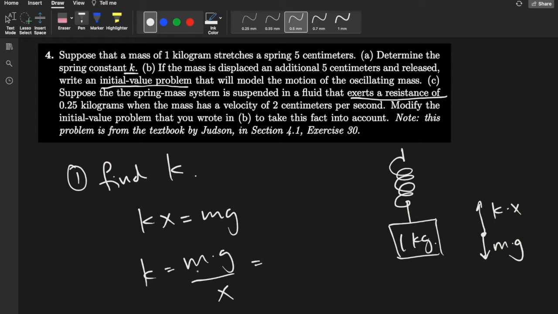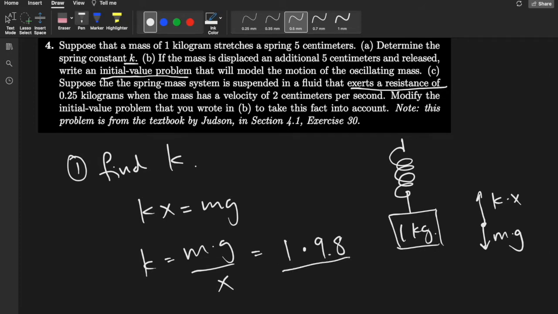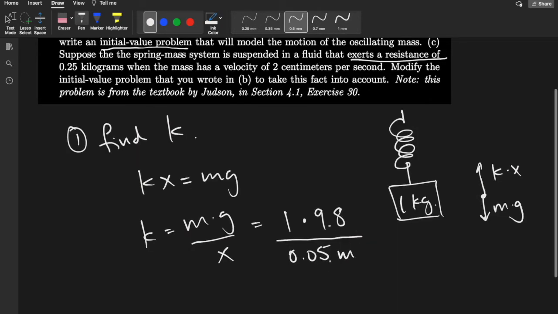So our m is 1 kilogram, our g is 9.8, and then our x is 5 centimeters. If you write that in meters, it's 0.05 meters. And the reason we want to convert it to meters is because our 9.8 value is in meters per second squared, so we want to have all the units line up here. So we get our K value. If we work this out, we get 196.